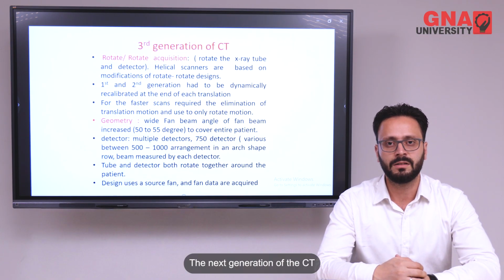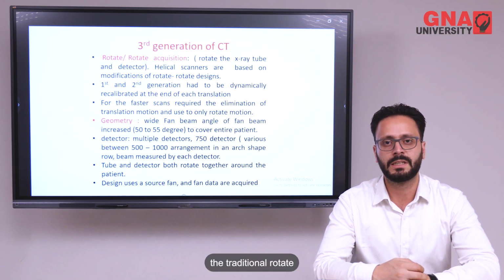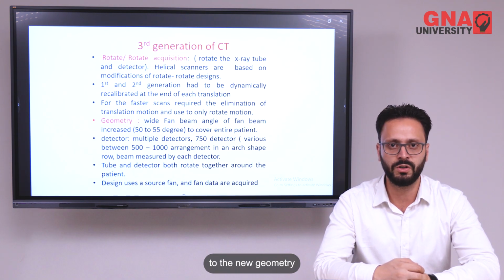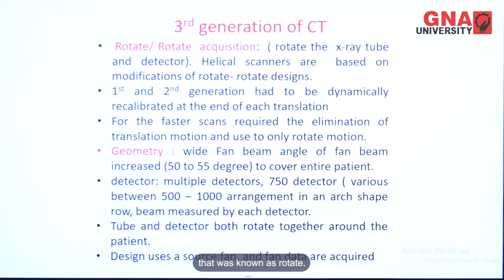The next generation of the CT is the third generation. In the third generation, we shifted from the traditional rotate translate geometry to a new geometry that was known as rotate acquisition. In the rotate acquisition, the X-ray tube and the detectors both moved around the patient. Helical scanners are based on a modification of this rotate scanner design, which will come up in upcoming slides.